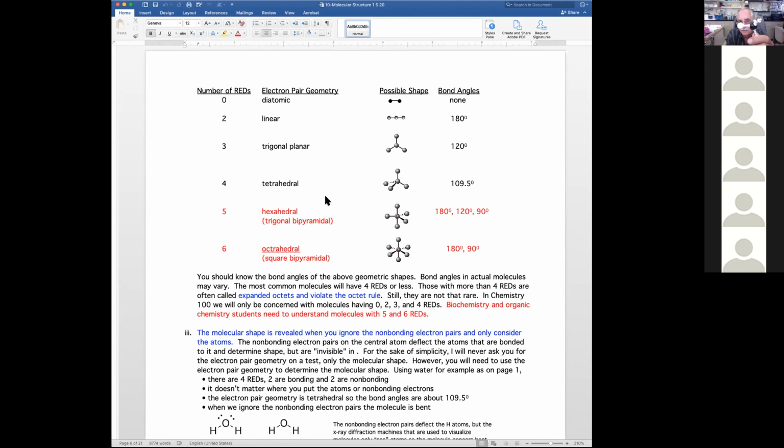And the way to think about this is, what does the X-ray diffraction machine see? It sees this atom and this atom. It doesn't see these non-bonding electron pairs. It doesn't see electrons, it sees nuclei.